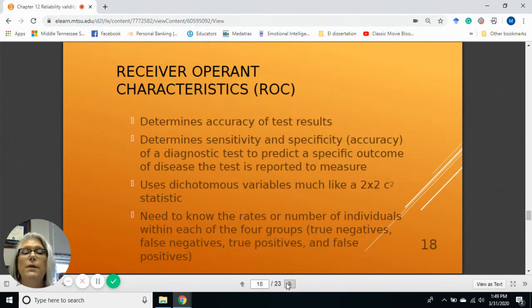Moving on to the receiver operating characteristic. This determines accuracy of test results. This is a newer type of test that they're looking at. So it looks at sensitivity and specificity of a diagnostic test to see if the outcome of the disease the test is reported to measure. Usually we use those with dichotomous variables with our chi-square statistic. That's what the 2 by 2 means. And we need to know the rate or number of individuals within the groups, our true negatives, true positives, false negatives, false positives, to be able to use this statistic. I haven't really seen it in studies, but it's coming on board.